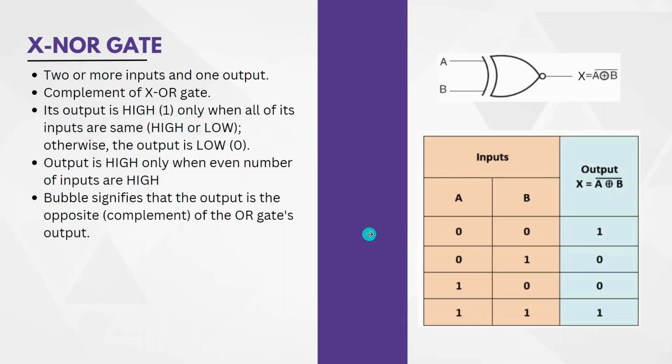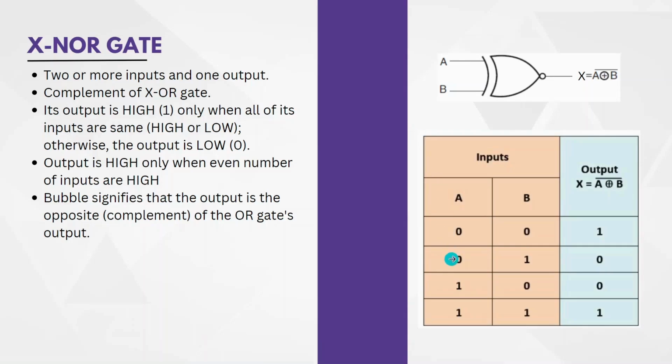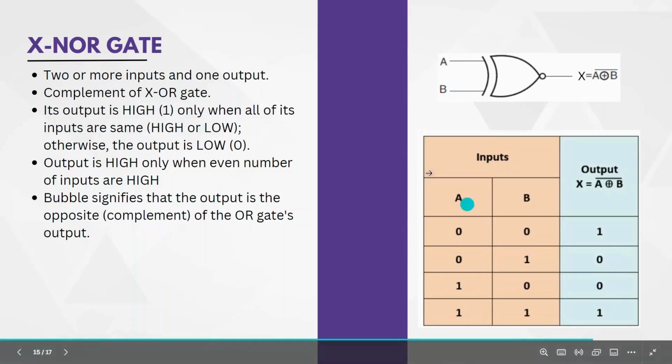Another way of defining can be that the output of an XNOR gate is high when an even number of inputs are high. So in this first case, zero inputs are high, which means the output is 1. And in the last case, two inputs are high, which means the output is also high. And in the second and third case, the output is low. So this is how we define an XNOR gate.